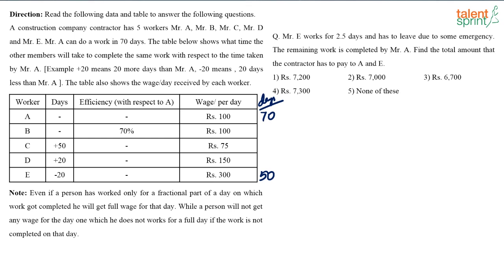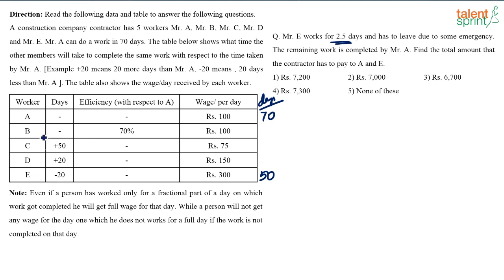Next one. Mr. E works for 2.5 days and has to leave due to some emergency. The remaining work is completed by Mr. A. Find the total amount that the contractor has to pay to A and E. So what's happening here? E is working for 2.5 days and he is leaving, the remaining work is done by A.